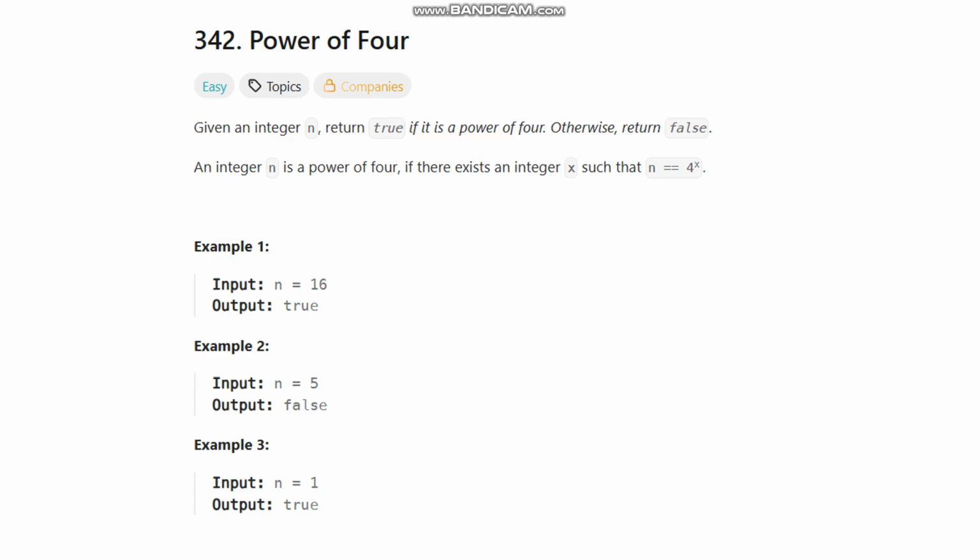Given an integer n, return the true value if it is a power of 4. Whenever the given number is a power of 4, then return the true value. Otherwise, return the false value. If it is not a power of 4, then return the false value.